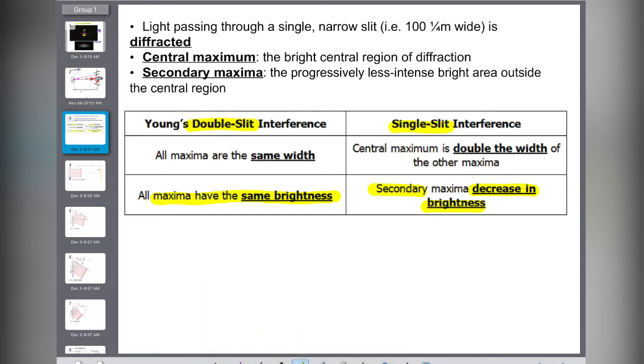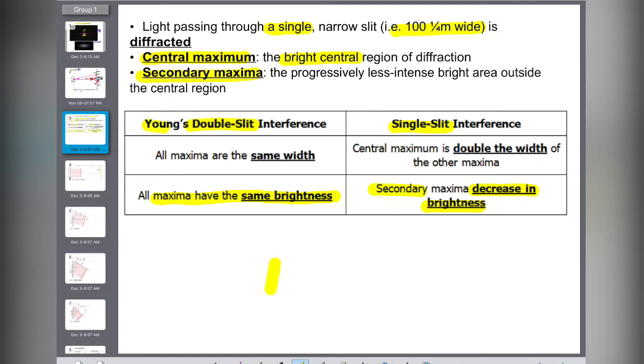Light passes through a single narrow slit. So we're talking about the single slit. Usually this is how wide it is. There are diffractions happening, just like with the single slit. The central maxima this time is a super bright region in the middle. And we call the other ones, like the second bright line, the third bright line, and so on and so forth, the secondary maxima.